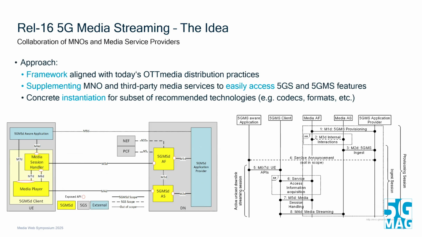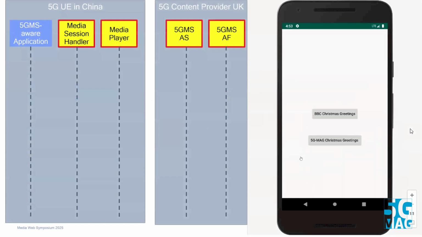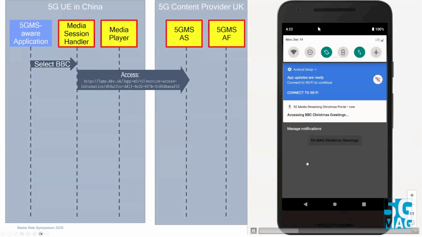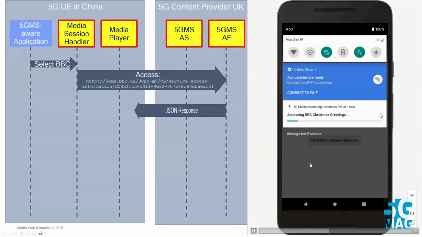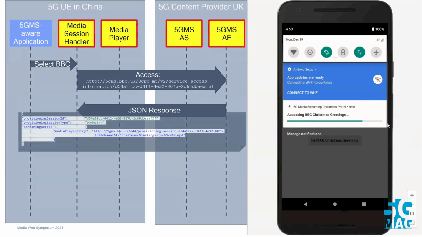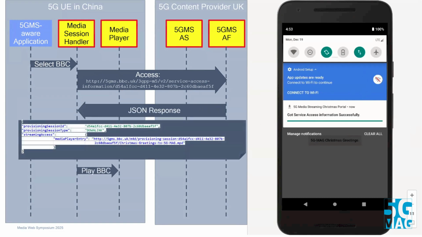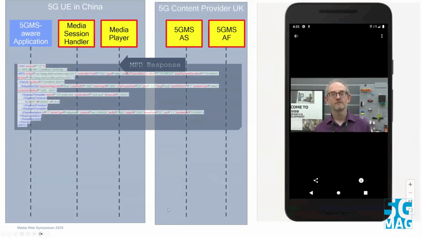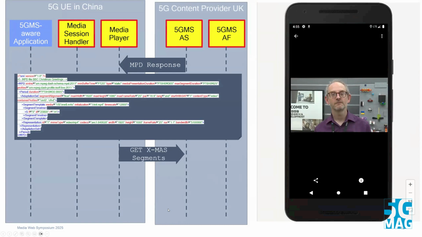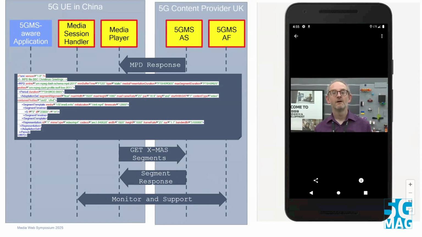And we created this nice animated diagram that is from Christmas, but it still works. It's basically showing a bit how this is done. Access information is given here, and then you get a JSON response. Then you ask the player to play, and then you get into the regular streaming, asking for an MPD, which is referenced here, and you get the responses. And then this is the MPD. You request the segments, you get responses, and with the surrounding functionality you can monitor, support, and so on.